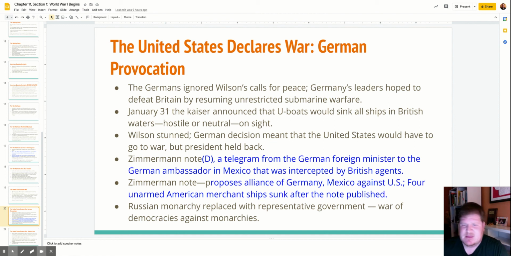Wilson, stunned by this German decision, knew it meant that the United States would have to go to war, but the president felt like, hey, I'm going to hold back. I made a campaign promise. I kept him out of war. I'm not going to go to war. However, the Zimmermann note, a telegram from a German foreign minister to the German ambassador in Mexico, was intercepted by British agents. The Zimmermann note proposed an alliance of Germany and Mexico against the United States.